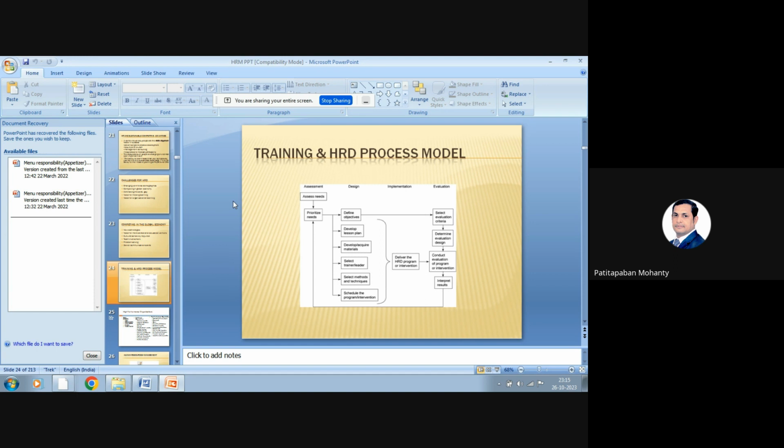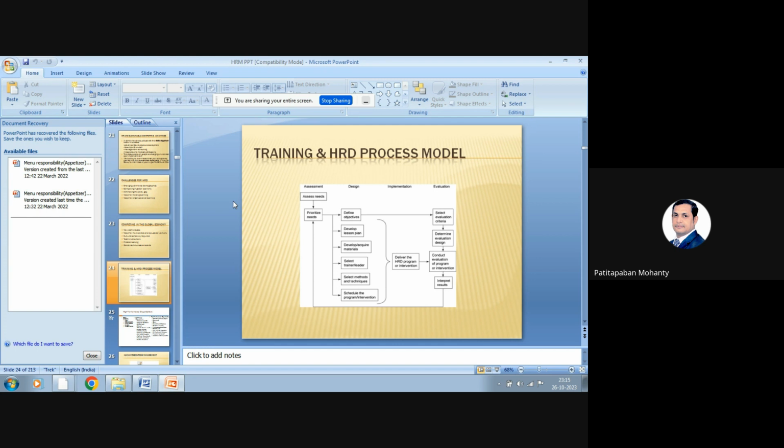Then develop or acquire the materials. Yes, I will develop the materials, whether it is a blackboard, an LCD projector, or video clips. So that is my materials, or the video clip links. Then select the trainer or headers. I will select the trainer. Suppose I select myself as a trainer, or instructor.